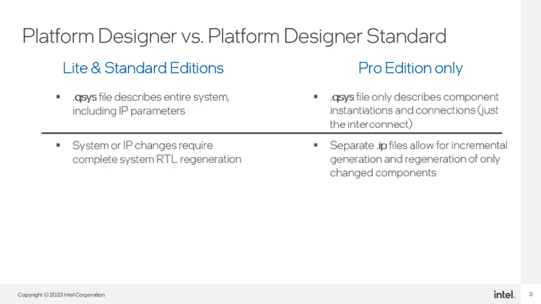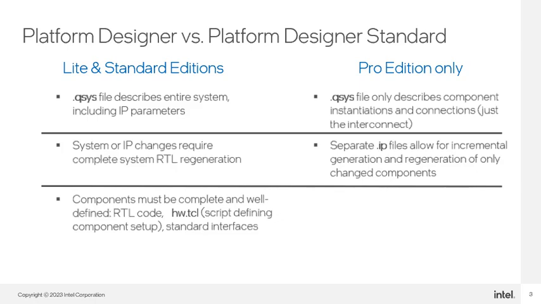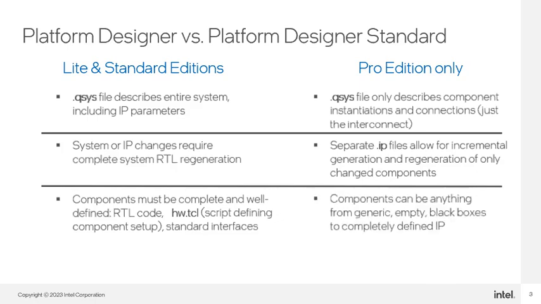In the Standard Edition, every component in the system must be complete and well-defined. Otherwise, the system can't be generated. This includes complete RTL code, completely defined standard interfaces, and hardware.tcl files, or hw.tcl, which are especially required for custom components. In the Pro Edition, components do not need to be complete in order to generate the system. A generic component that defines the interface connections to the rest of the system without a functional implementation is all that's required. This works well for a team-based design or any system design where part of the system may still be under development.